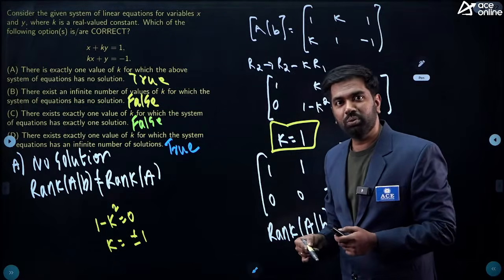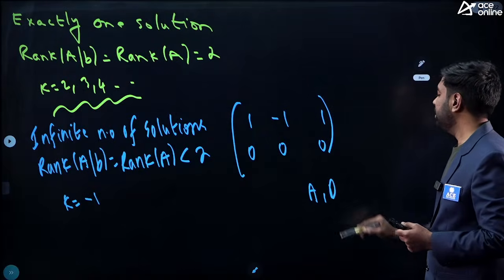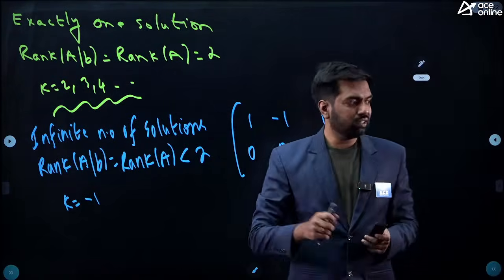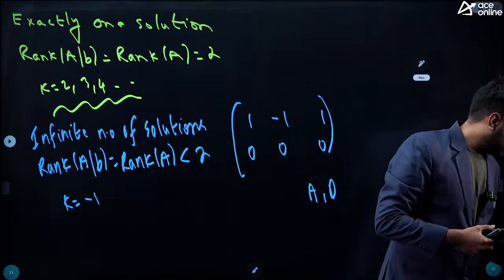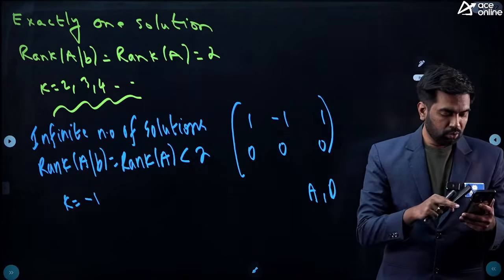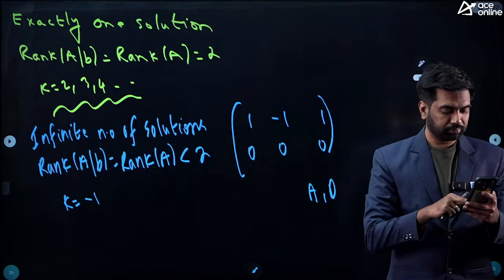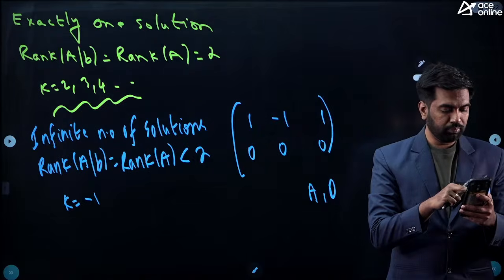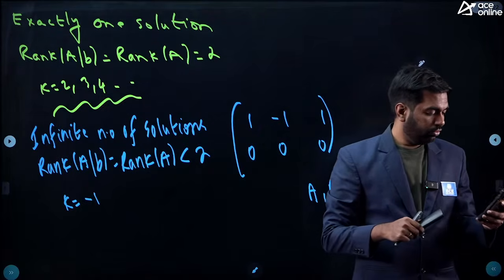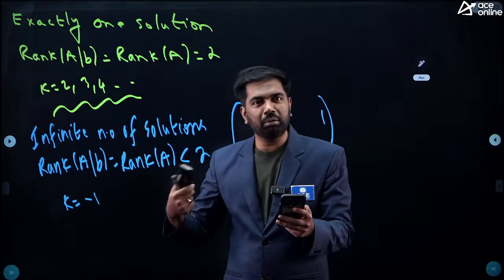So this is the MSQ. What are the correct answers? The correct answers are A and D. So students, I hope you have understood this. So come on, students, have you understood this question? If you have any doubts, you can post it. I'll be reading once I complete the questions.